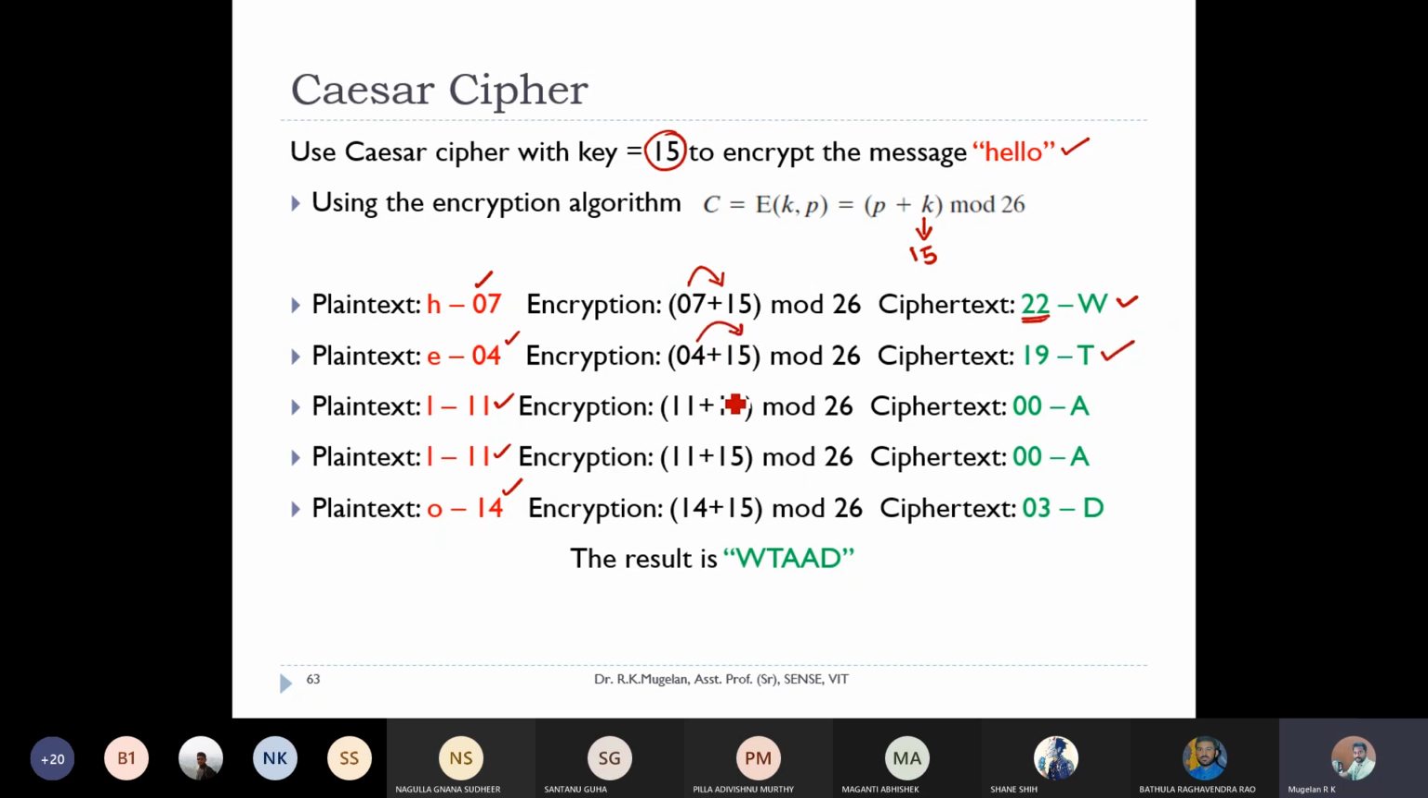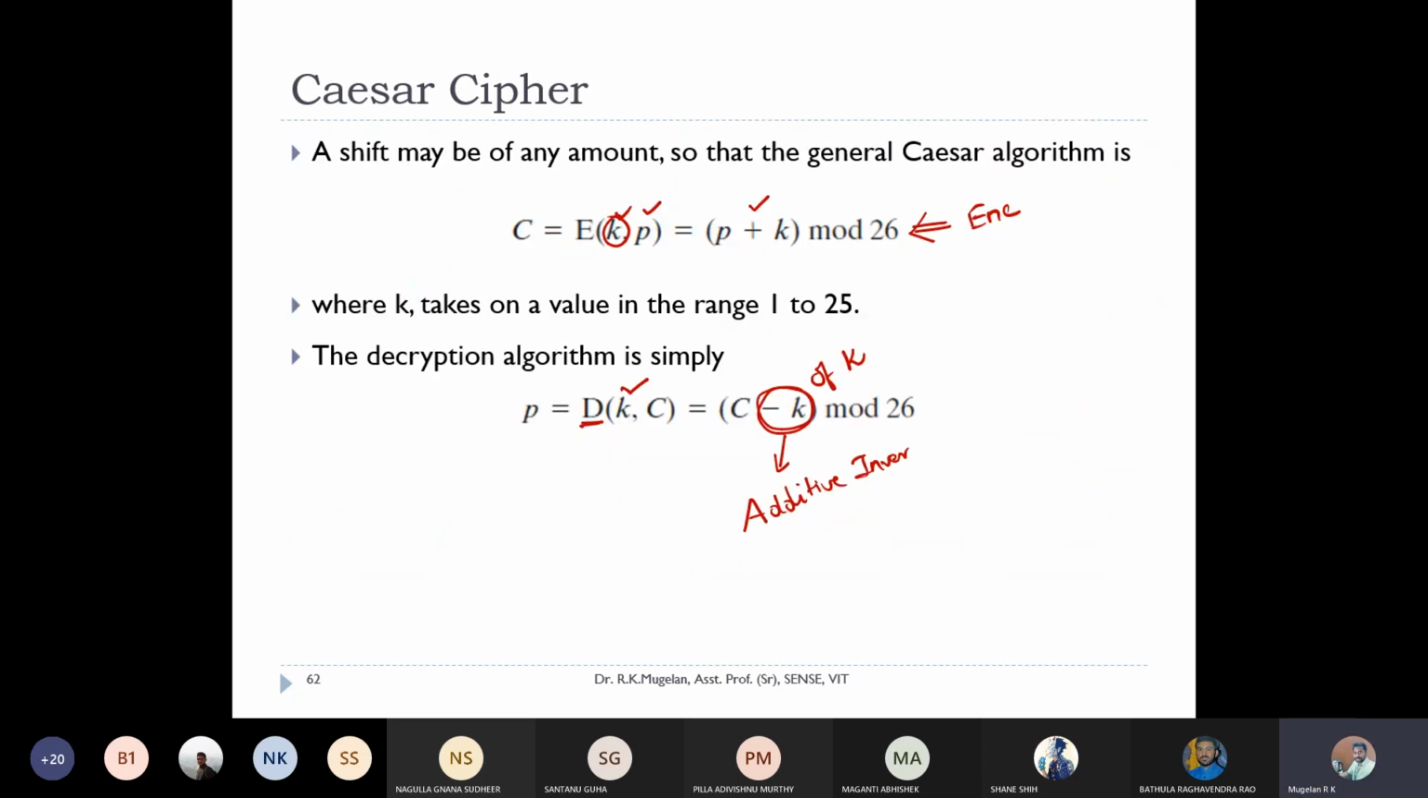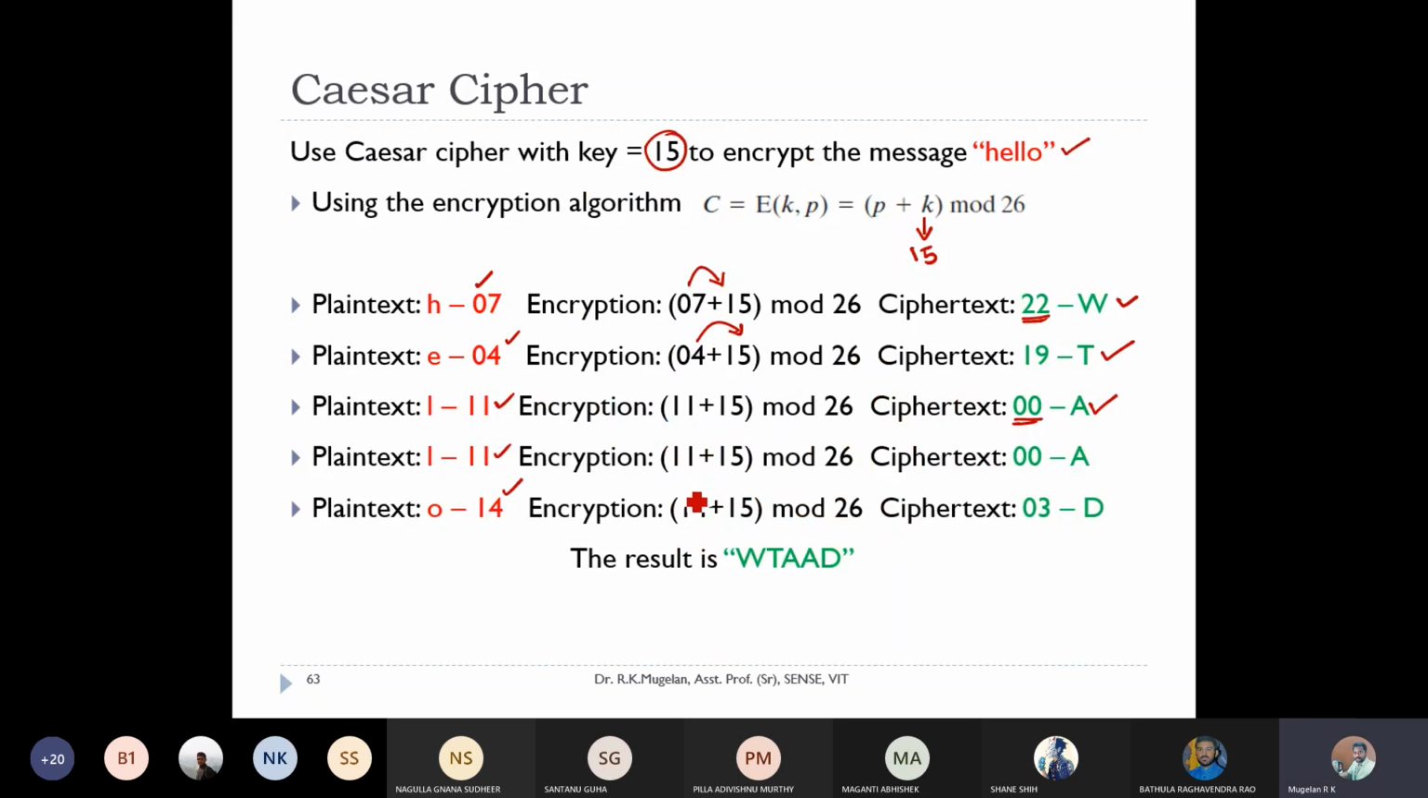In this case, 11 plus 15, I'll end up with 26. 26 mod 26 is 0, so I'll write it as A, because, I hope everyone knows, 0 is the position of A. Similarly, at last we have 14 plus 15, which gives me 29, right? So 29 modulo 26, I'll end up with 3. So 3 is this one.